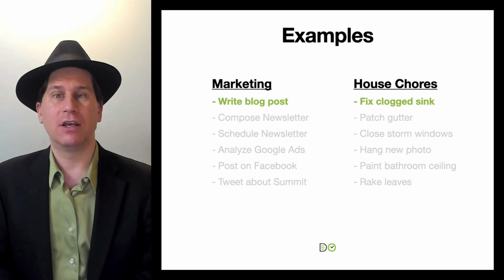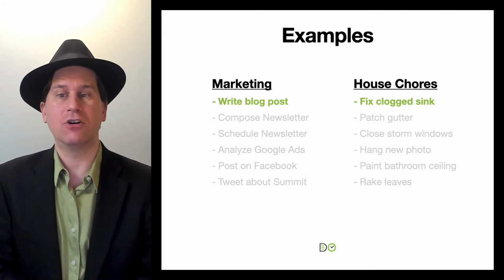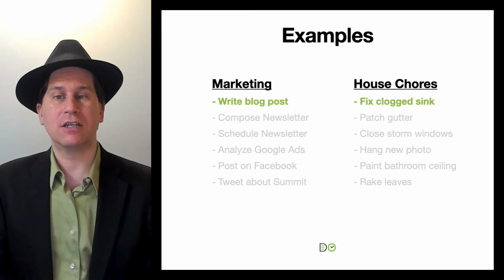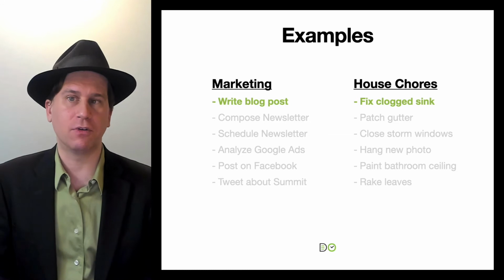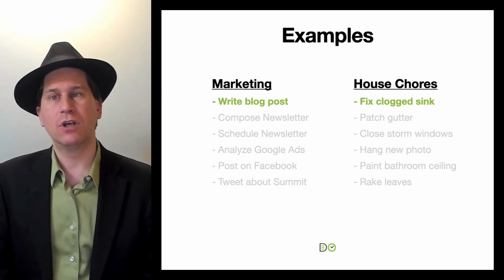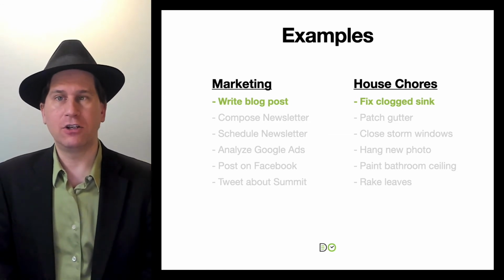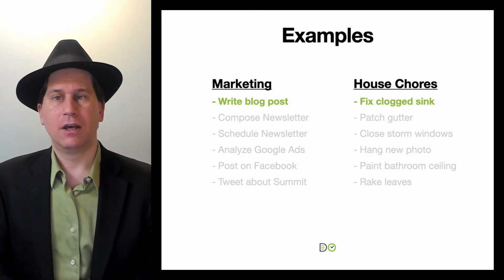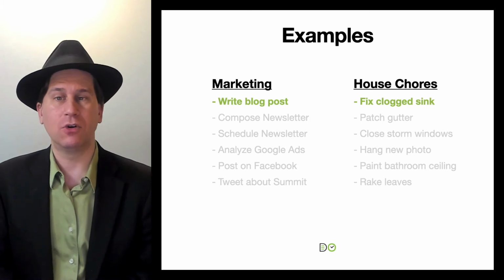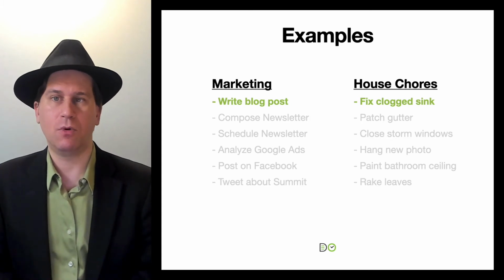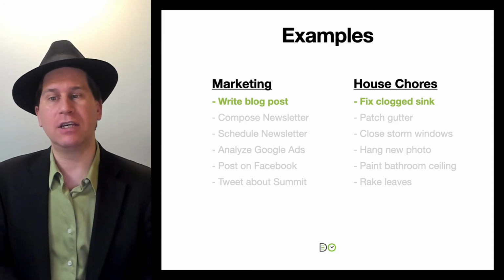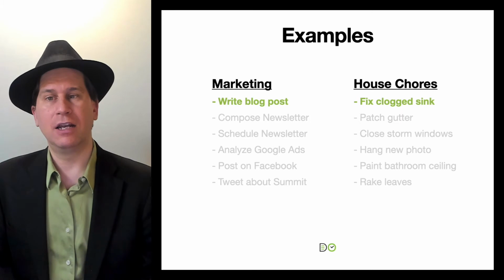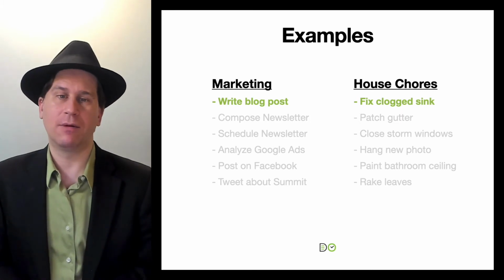So let's dive in. Some examples of a task stack here. Here's a marketing one. So my next task is to write a blog post. After that, I need to compose newsletters, analyze ads, post on Facebook, tweet. Again, if this was a normal list, when I scheduled my marketing time block, I might decide to tweet about the summit first instead of writing that blog post, which is the most important. When I have it as the task stack, the only thing I can see is the next item to do. I can only see write the blog post.